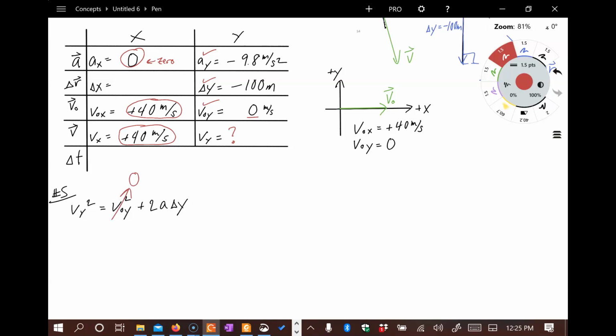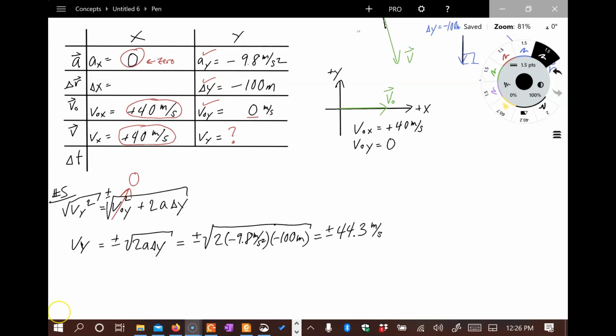Now we can solve for Vy. Let's take the square root of both sides. When we do that, we end up with Vy, and I have to do plus or minus here, is equal to plus or minus the square root of 2a delta y. Let's plug our numbers in and calculate. I've plugged in the numbers, and notice I had to put the signs in correctly. I end up getting an answer, but I'm still not sure which one to choose. Is it going to be the plus or the minus sign?